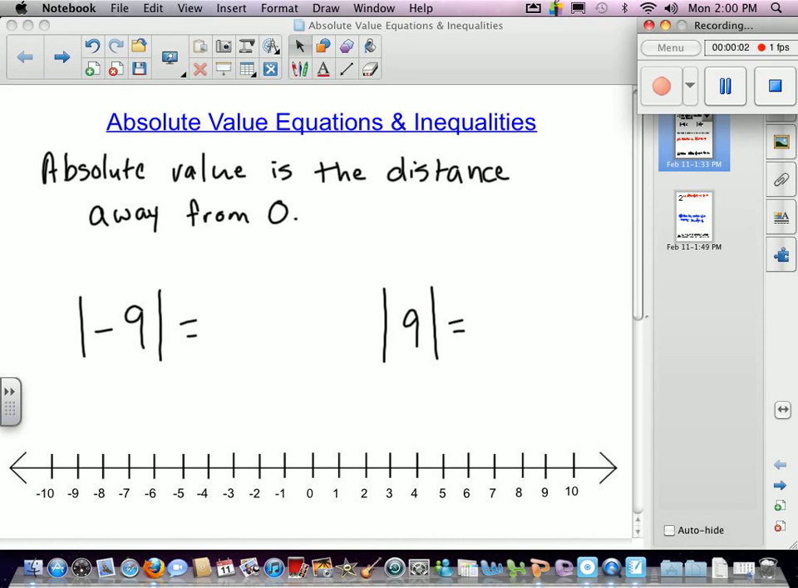So we're going to talk about absolute value equations and inequalities. And we need to start out by talking about the definition of absolute value. And absolute value is the distance away from zero.